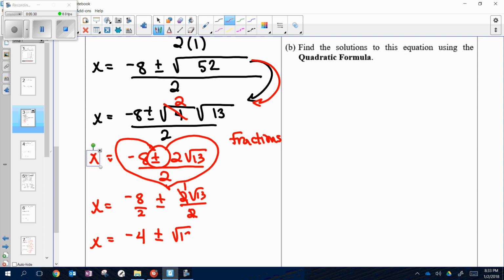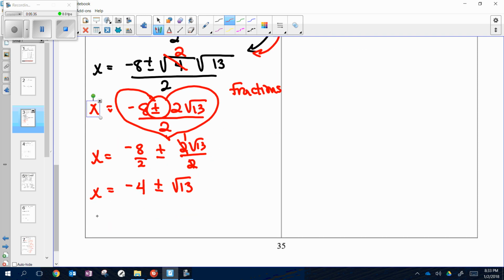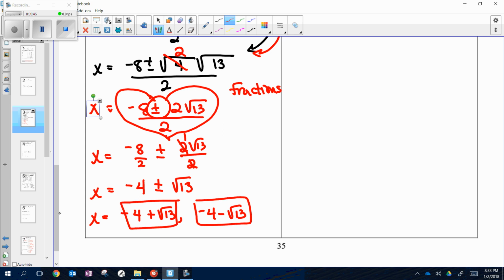so that's just radical 13. So my two values, this should look familiar, we've done enough problems that look like this: negative 4 plus rad 13, and negative 4 minus rad 13. We've had answers that look like that before, just yesterday when we were completing the square.